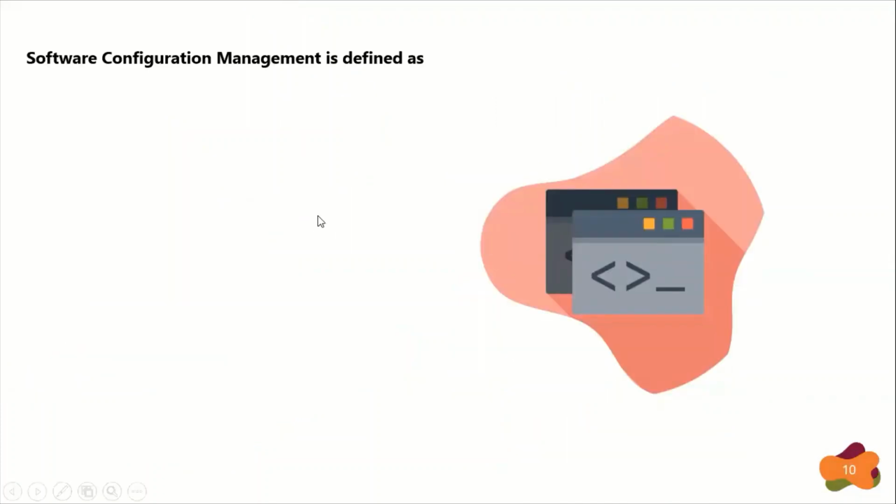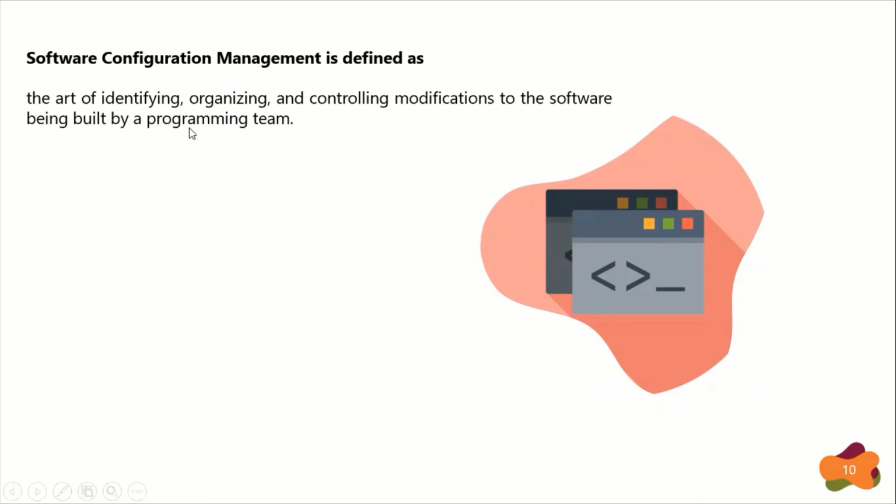Software configuration management is defined as the art of identifying, organizing and controlling modifications. So here we are going to identify, organize and control the changes which are done to the software built by the programming team. The art of coordinating software development to minimize confusion is called configuration management. Configuration management is an activity which is applied throughout the software process. The goal is to maximize productivity by minimizing mistakes. So if we can reduce the mistakes, we can increase our productivity.